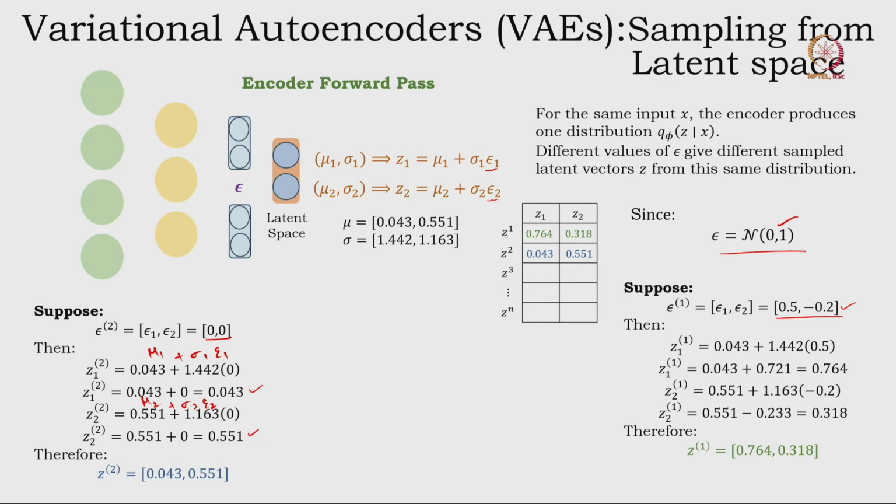A different value of this gives a different sampled latent vector z, and all of it is coming from the same distribution. What do you mean by the same distribution? You see, this mean and standard deviation, we are not changing it.